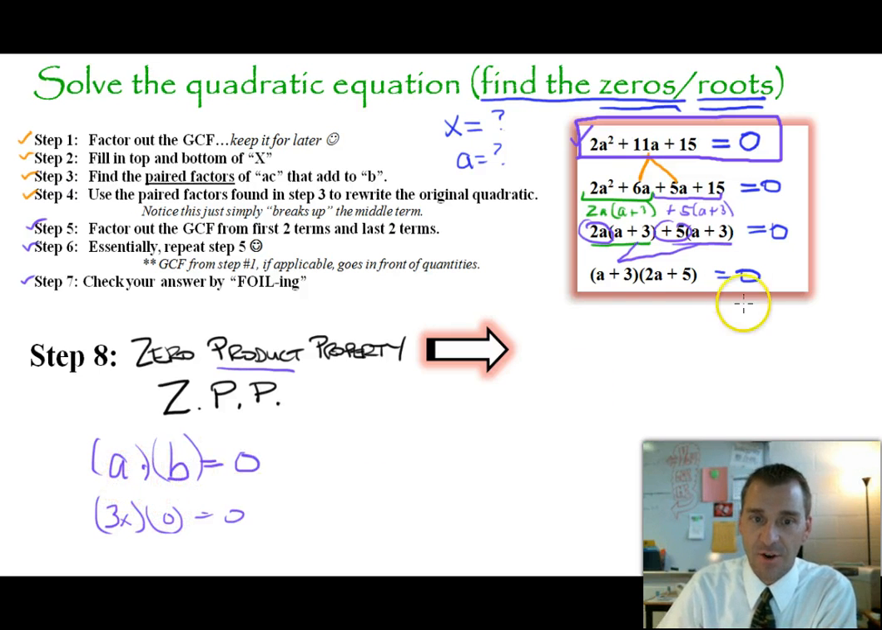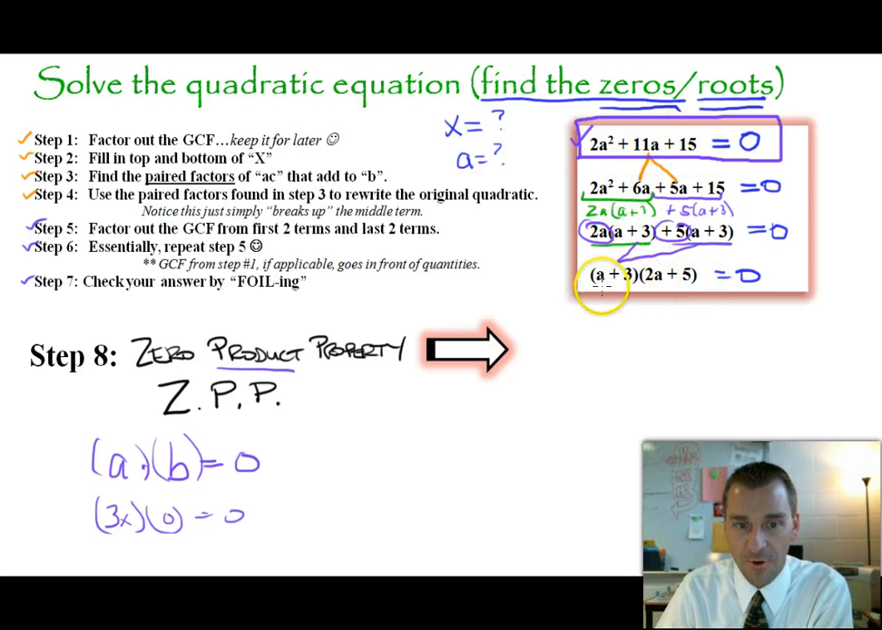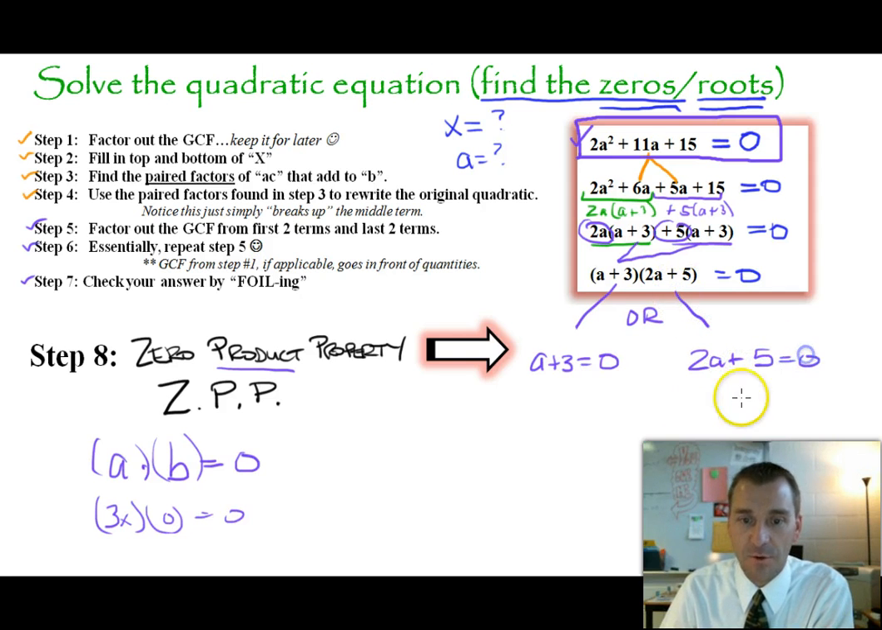That being said, how does that translate to what you just did over here? Well, after we went through all of our steps, we got our first binomial and our second binomial. The ZPP would tell me this thing right here, a plus 3, either that thing is equal to 0, or the other scenario would be that 2a plus 5 is equal to 0.